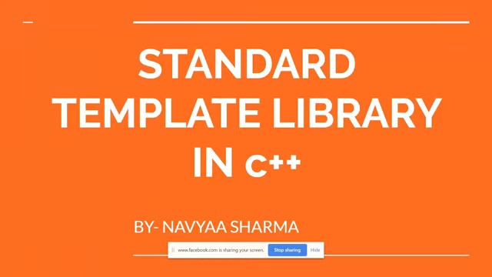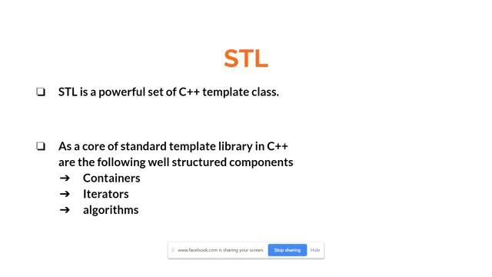Now when we go into the Standard Template Library in C++, C++ has a large collection of various predefined classes included in this library, and this library is given the name Standard Template Library. So we'll be talking about what actually is included in this STL. STL is basically a powerful C++ template class set. So what is a template class? What does a template actually mean? I'll be going through all of that.